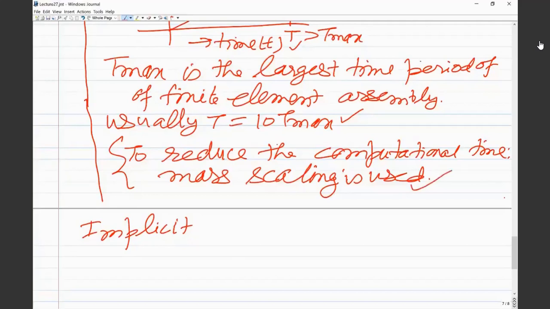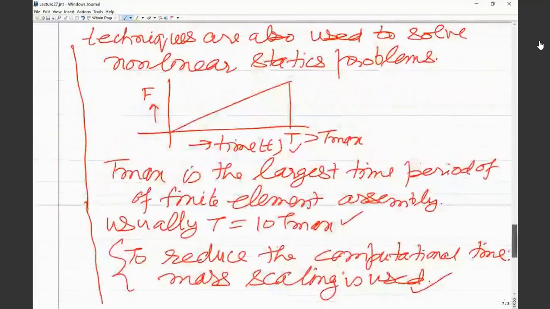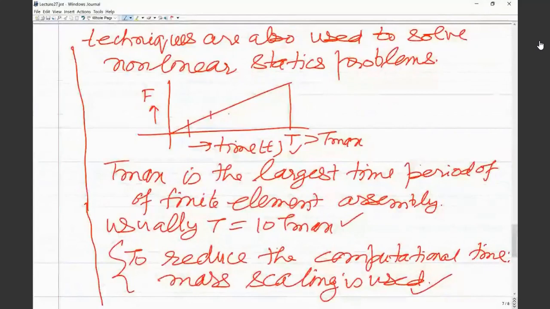It is not that in the structure you are doing something. The structure you are modeling is as it is, but in the numerical finite element model, you are scaling. You are multiplying the diagonal mass matrix by a certain factor, so that the highest natural frequency comes down, and therefore delta T critical increases. So you have a lesser number of time steps, and the solution can be faster.